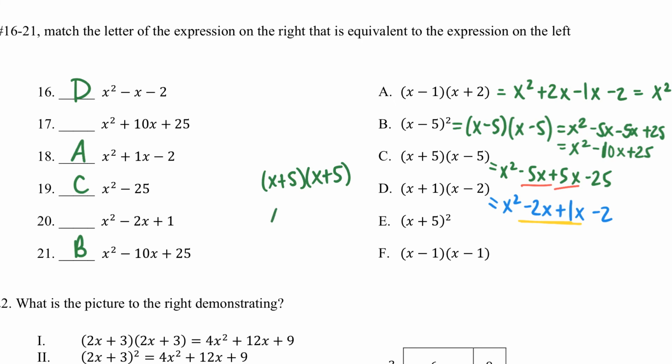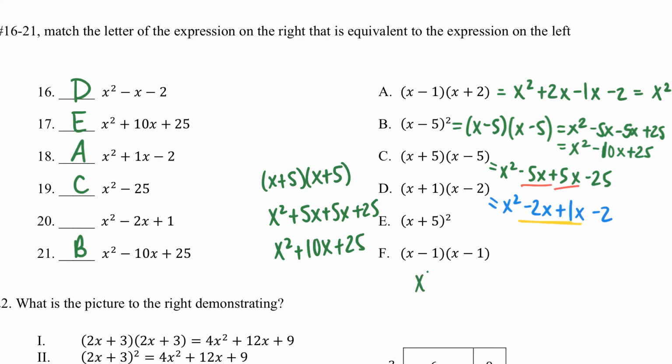What would this be? This would be x squared plus 5x plus 5x plus 25. So what is that actually? That's x squared plus 10x plus 25. So that would be 17 there. So that's E. I'm assuming 20 matches with F, but it's always nice to check.